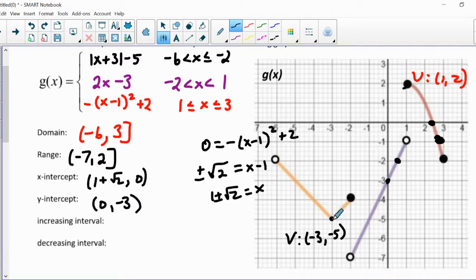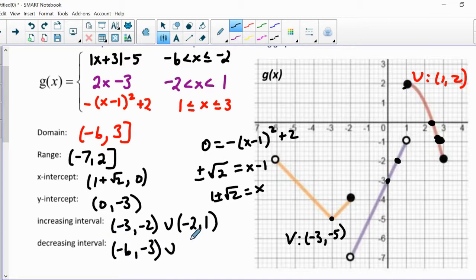I'm increasing from -3 to -2, and from -2 to 1. And that's it. And then I'm decreasing from -6 to -3 and 1 to 3. So remember, that's from left to right.